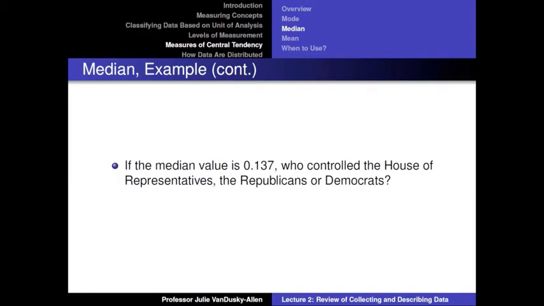If the median House member has a Commonspace score of 0.137, who do you think controlled the House of Representatives, Republicans or Democrats? It was Republicans. Recall that Commonspace scores greater than 0 indicate a House member is conservative. The median tells us which House member is in the middle of all the House members. In this case, the middle House member has a Commonspace score of 0.137, which indicates that they are conservative, indicating that Republicans control the House of Representatives.